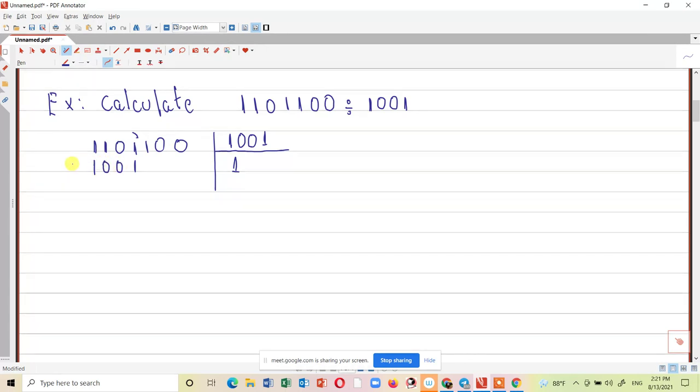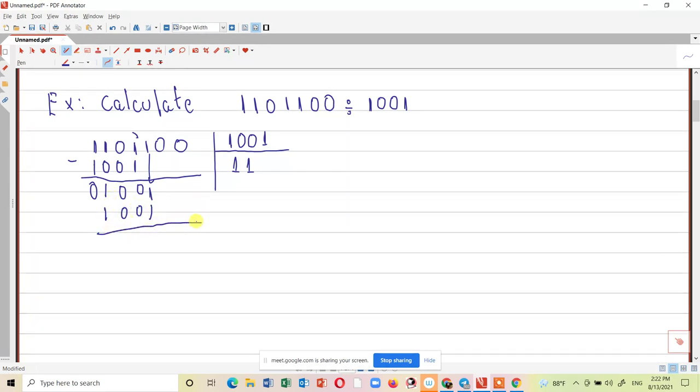So this is 1001. So we subtract this one. Now we got 0010. And for this one, 100 cannot be divided by 1001. So we drop 1 here. This is 100. We put 1.